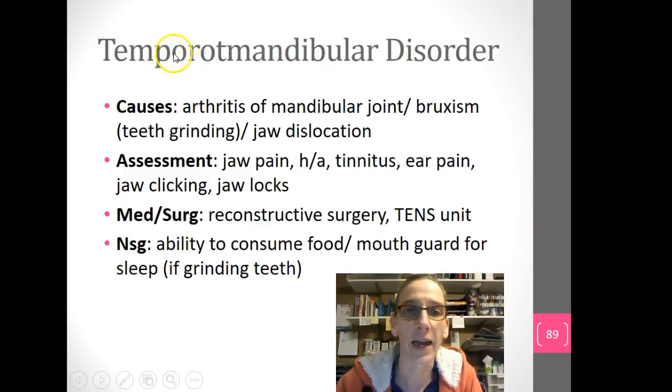I totally misspelled that. Temporomandibular disorder. There's no T in there. The cause is arthritis of the mandibular joint, bruxism, which is teeth grinding, or jaw dislocation. The assessment is jaw pain, headaches, tinnitus. If you don't know tinnitus, look it up. Ear pain, jaw clicking, or when the jaw locks.